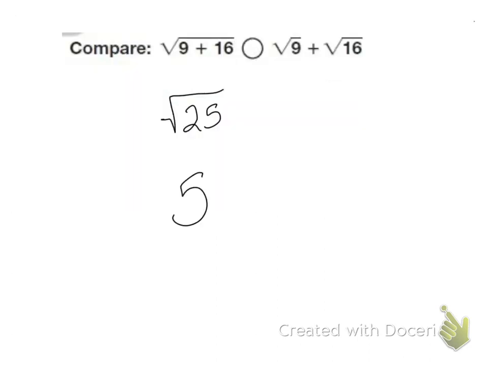Okay. And then we have the square root of 9, which is 3, plus the square root of 16, which is 4. 3 plus 4 is 7. So which is bigger? Well, 7 is bigger than 5, so we would say 5 is less than 7.